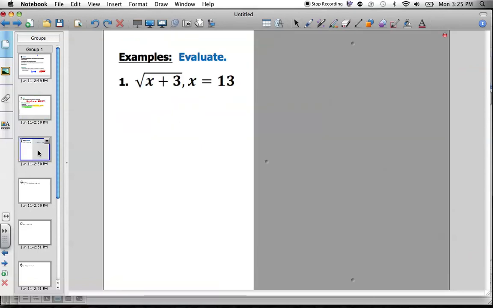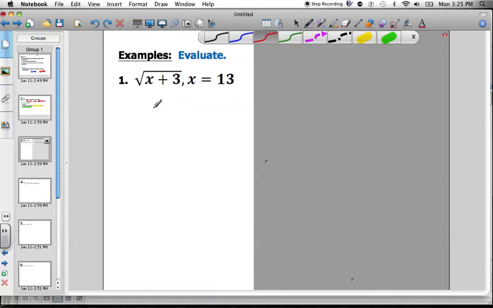Let's look at a few examples. First one here, you have the square root of x plus 3, and it says that the value for x is 13. So let's take a look at this. Very important as you go through to make sure that we show some work.